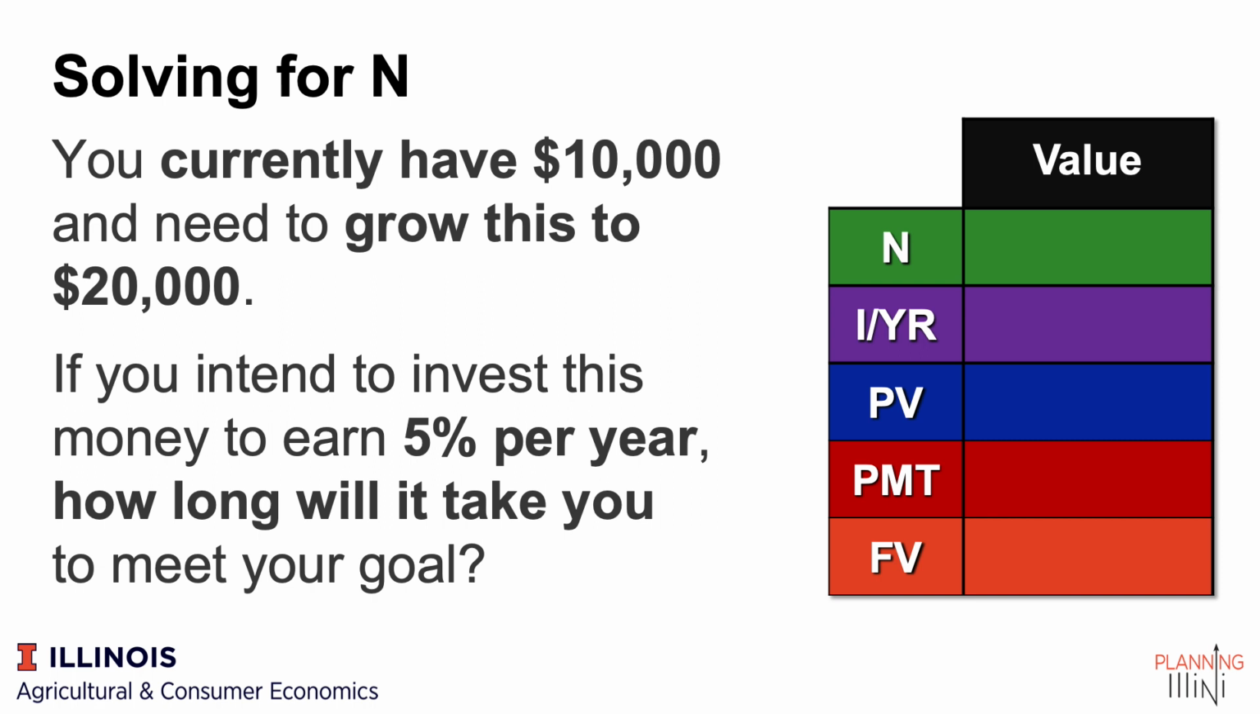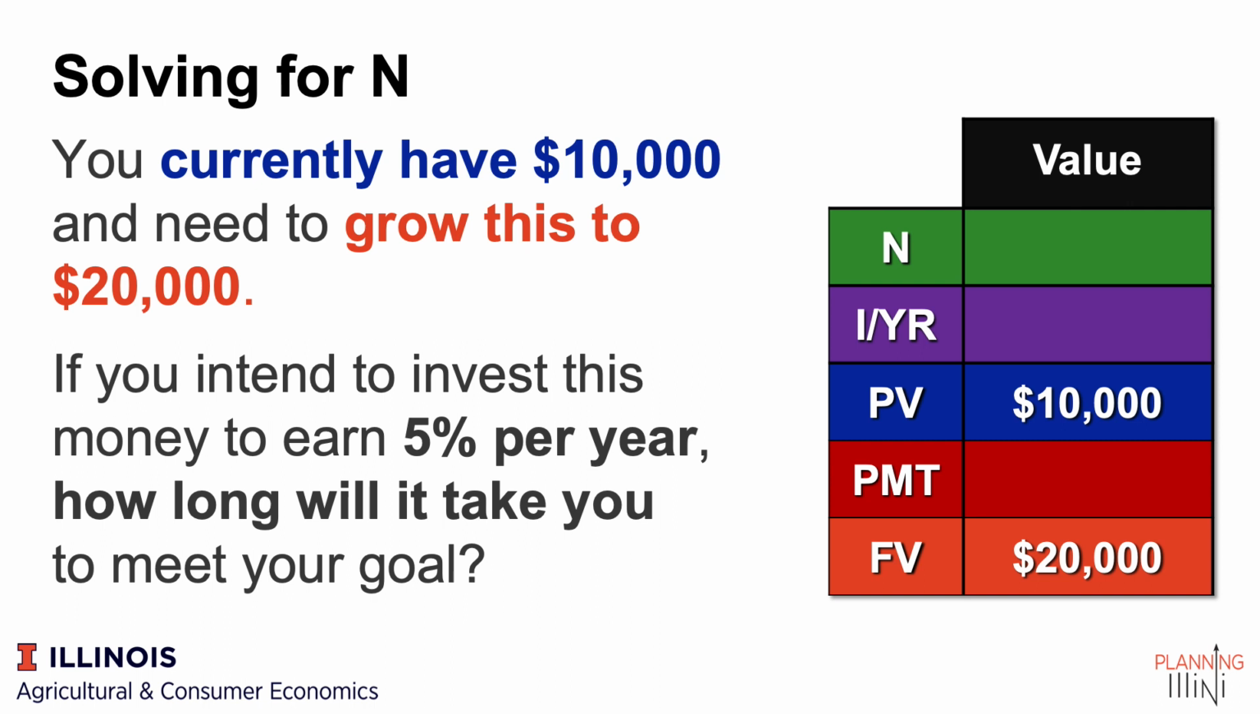What we're going to want to do is diagram the problem. So we currently have $10,000. So we know that $10,000 is what I currently have in my hand. It'll wind up being present value down the road. I need to grow this to $20,000. That would be my future value. So I'm doubling, right? 10 to 20.